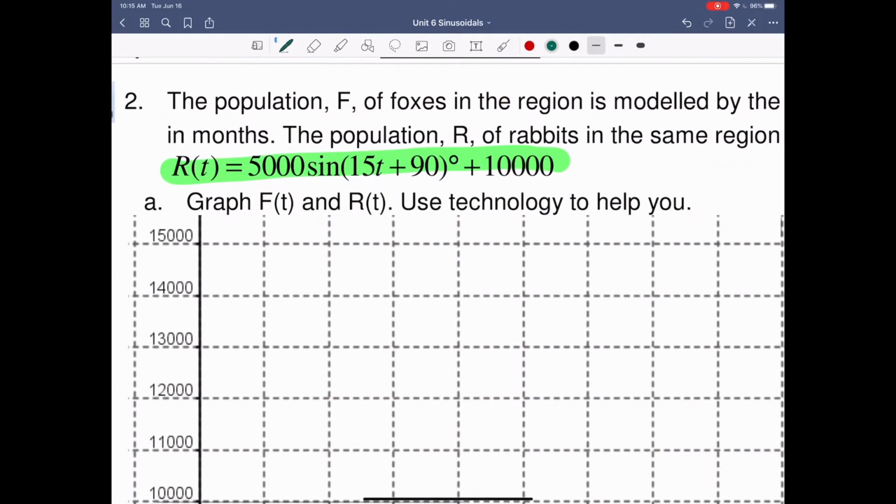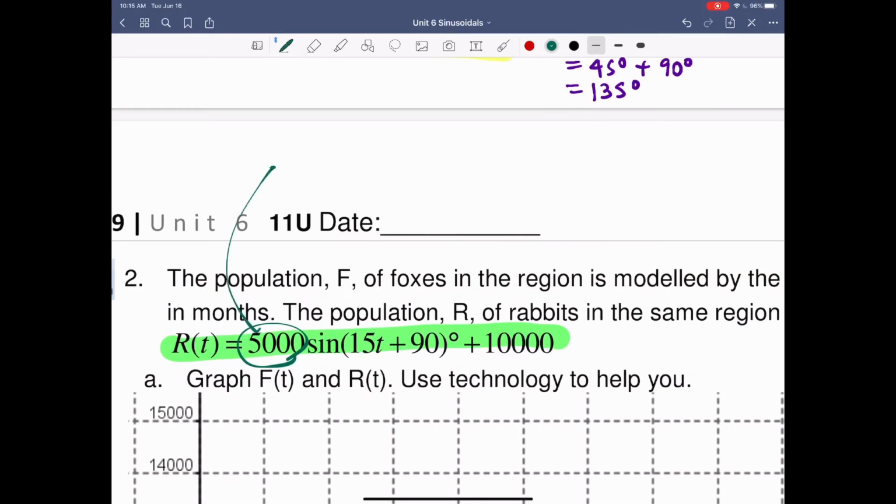Okay, so let's look at the graph R at T. First off, with the 5,000, that is the A value. And because A is equal to 5,000, that's going to help me identify the amplitude by this equation. And therefore, the amplitude is equal to 5,000. What that represents is my distance from the axis to the max.